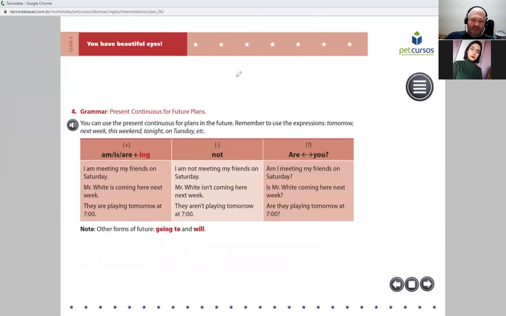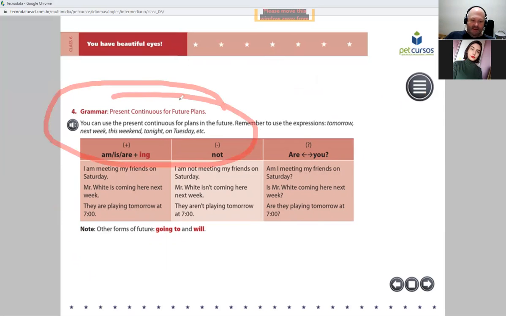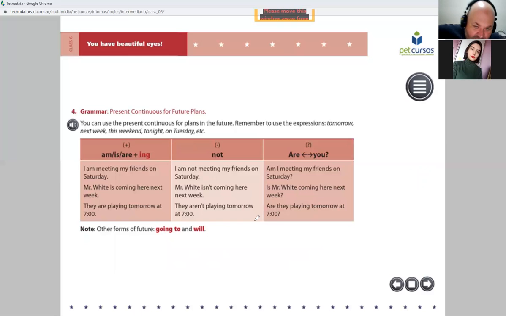Então, o que eu tinha falado para você agora aqui, oh, no, we are going to practice this. Yeah, eu tinha falado para você. Present continuous for future plans. Okay. Exercise 4. Present continuous for future plans. Can you read the instructions here?